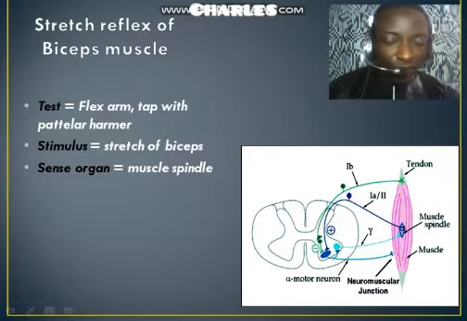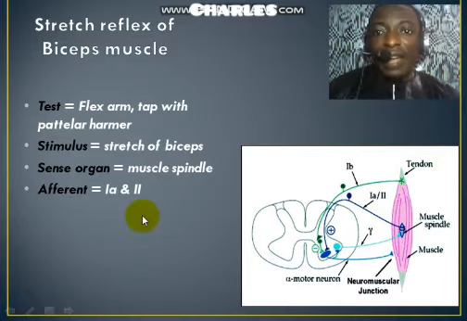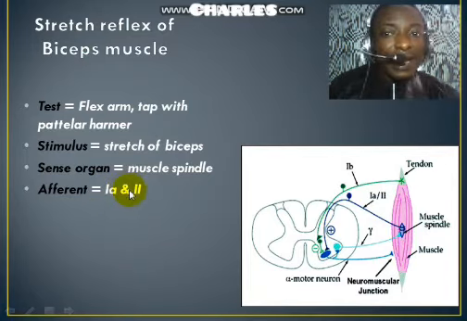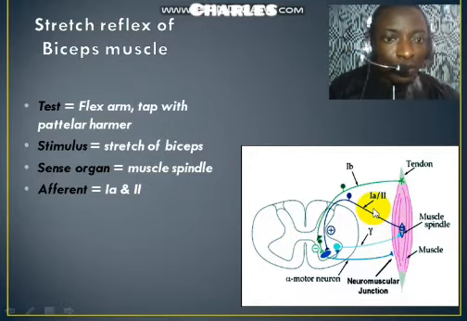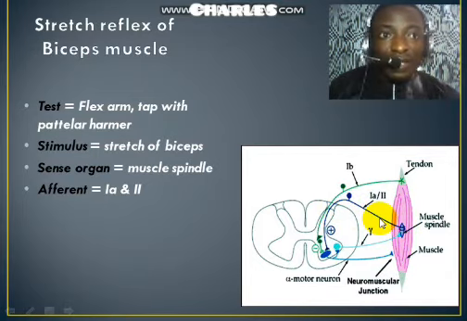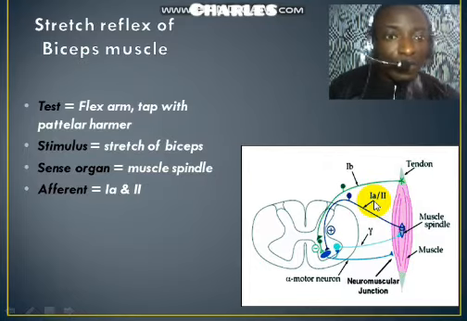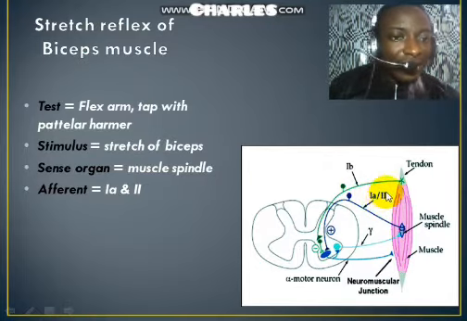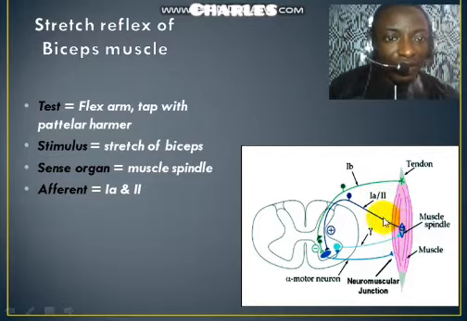Going forward, the afferent nerve fibers are the IA and the II group of nerve fibers. These blue nerve fibers here represent the afferent neuron. The afferent neuron is also known as the sensory neuron. So the afferent neurons for the stretch reflex of the biceps muscle are the IA and the II group of nerve fibers. This one here.